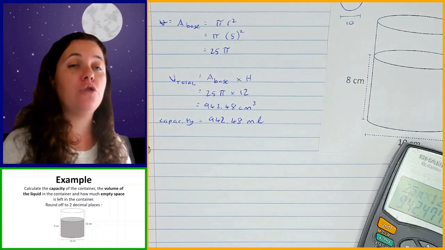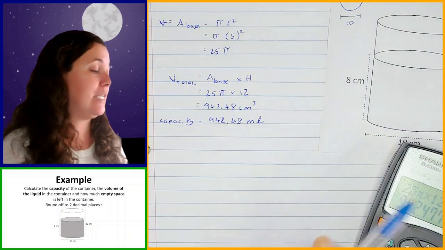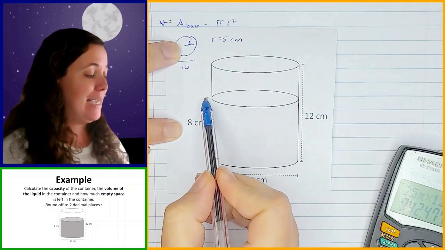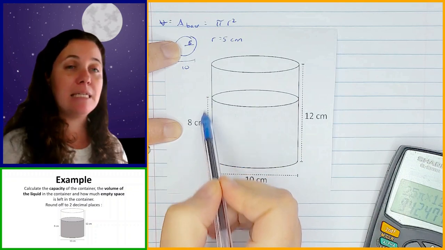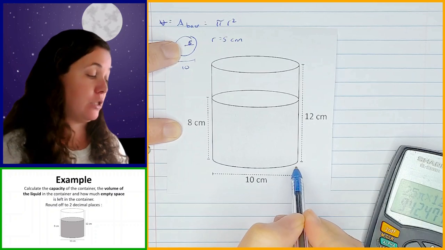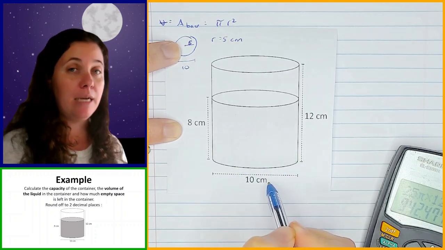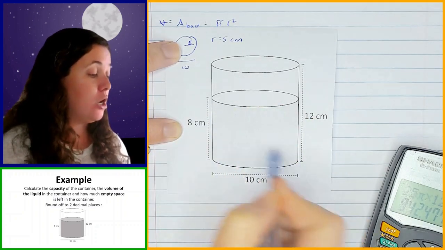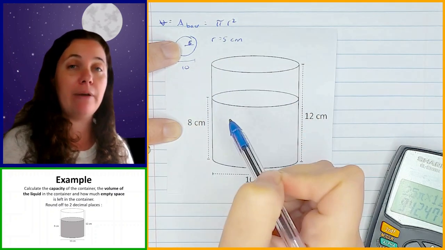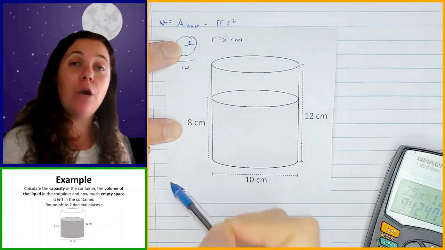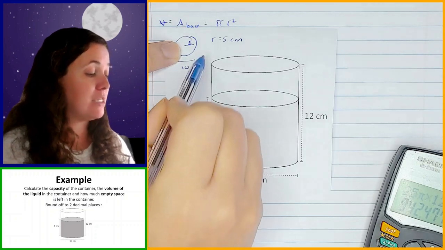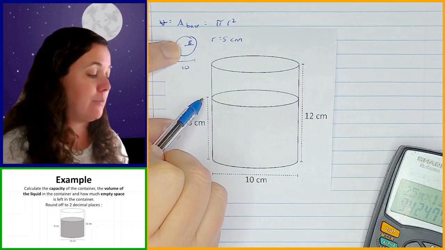The next thing we're asked to do is to work out the volume of the liquid in the container. So over here, this is the liquid in the container. It only goes up to the 8 centimeter mark. To work out the volume of the liquid, it's got the same base. It's in the container that has a circular base with a diameter of 10 centimeters, or a radius of 5 centimeters. So the area of the base is going to be the same, but it's got a different height because the whole container isn't filled with liquid. It's only filled up to here.